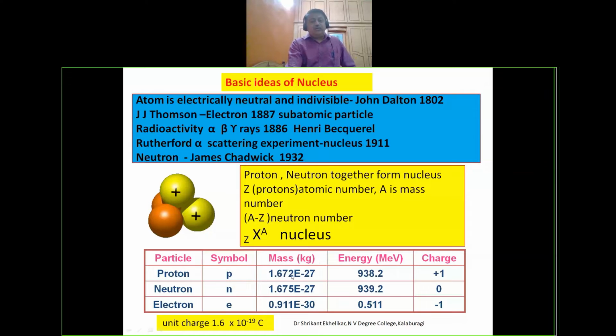Proton is represented by p, its mass is 1.672 into 10 raised to minus 27 kg, energy is 938 MeV, and the proton has 1 unit positive charge. So we'll see the details. Neutron is small n. Proton and neutron are almost of the same mass, 1.67 into 10 to the power minus 27. Energy is 939 MeV, and there is no charge. So unit positive charge is 1.6 into 10 raised to minus 19 coulombs.